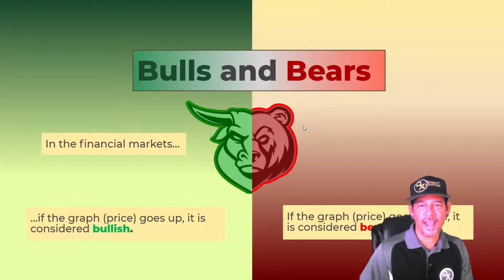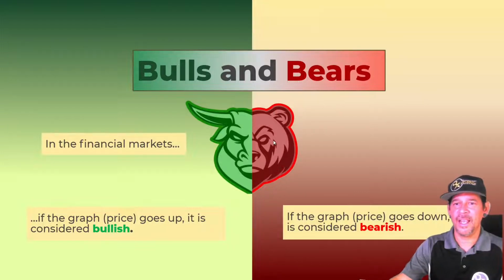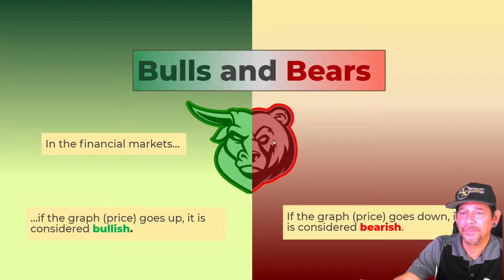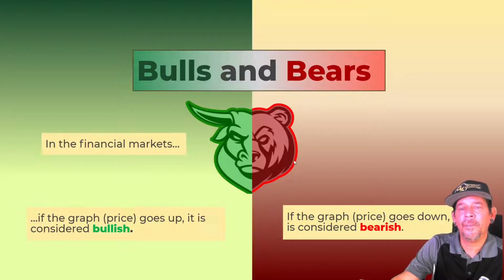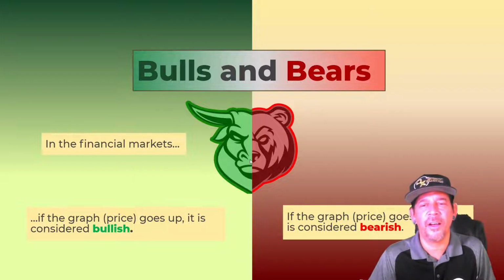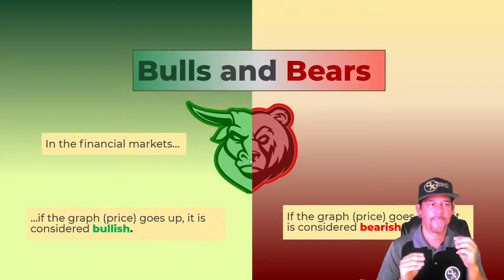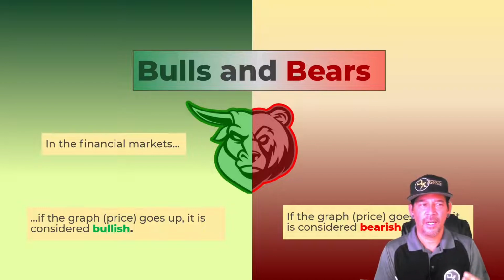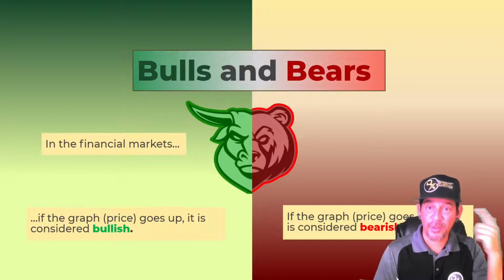Now, on the other end, if price goes down, it is considered bearish. If price goes up, it's considered bullish. If price goes down, it is considered bearish. Actually, before we look at that on a chart, I'm going to give you another analogy that will help you remember this.